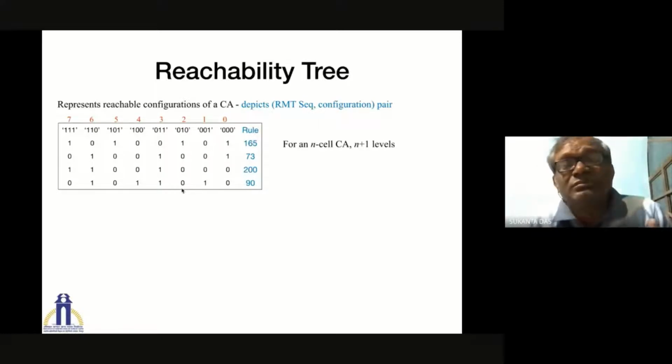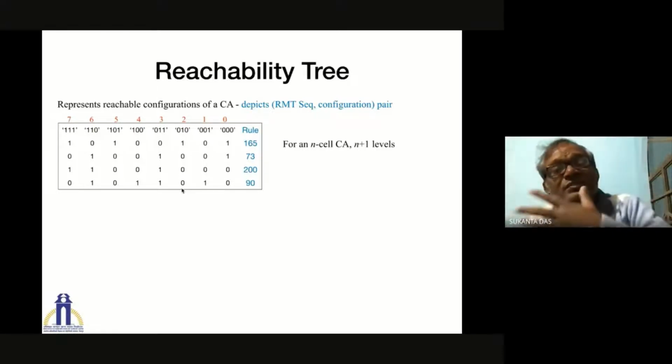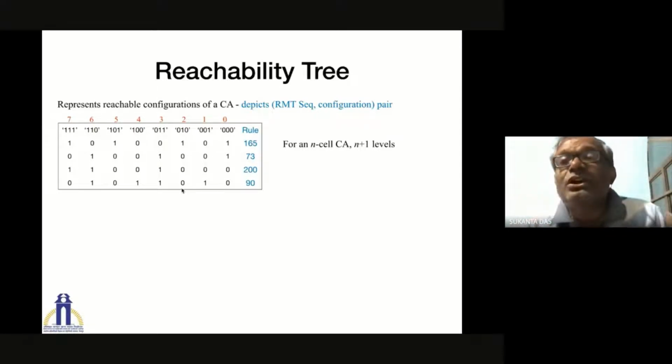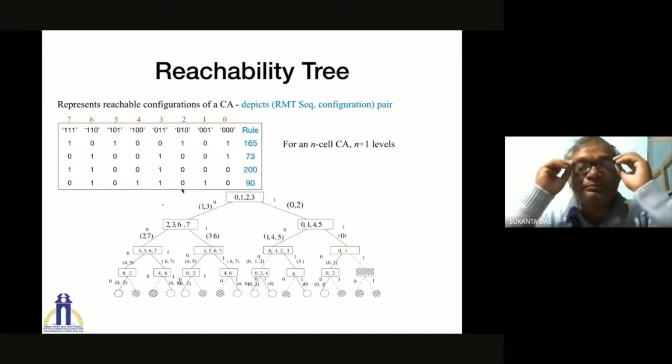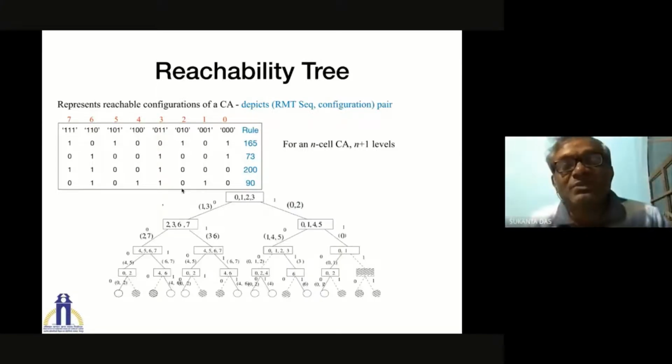For an n-cell CA, there are n plus 1 levels. It is actually a rooted tree, for this kind of CA a rooted binary tree. The root is at level 0 and the leaves at level n. This is an example of the same CA.